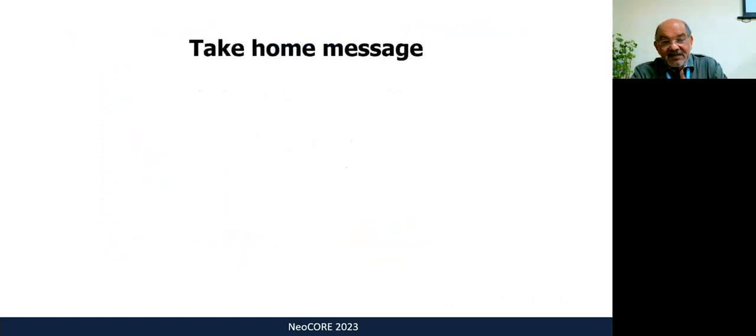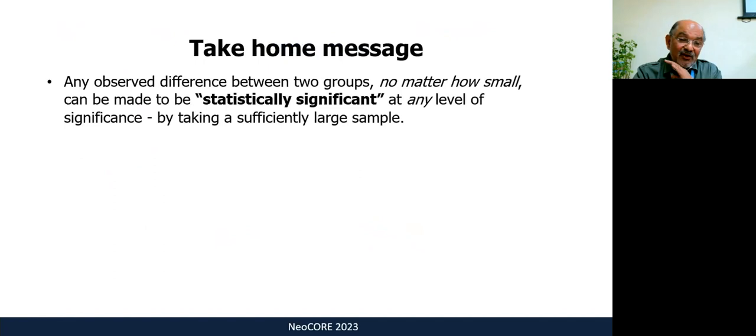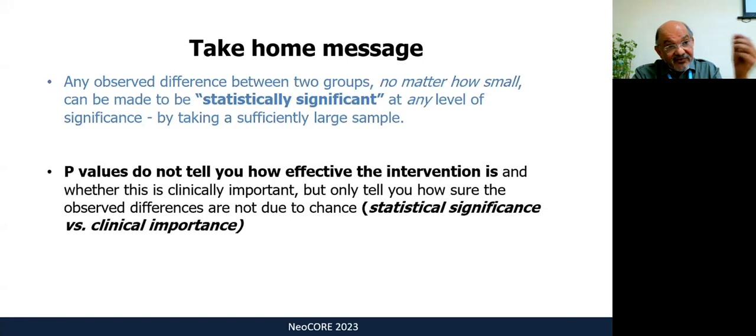Okay. So the take-home message here is any observed difference between two groups, no matter how small, can be made statistically significant at any level of significance by taking a large sample size. P-values do not tell you how effective an intervention is and whether it's clinically important. It only tells you whether the difference is or is not due to chance and how sure you're about that. Right? So keep this in mind. We are interested in clinically important outcomes.